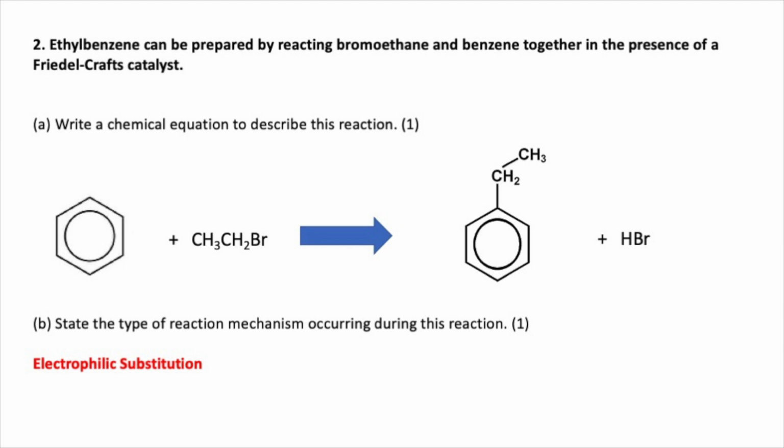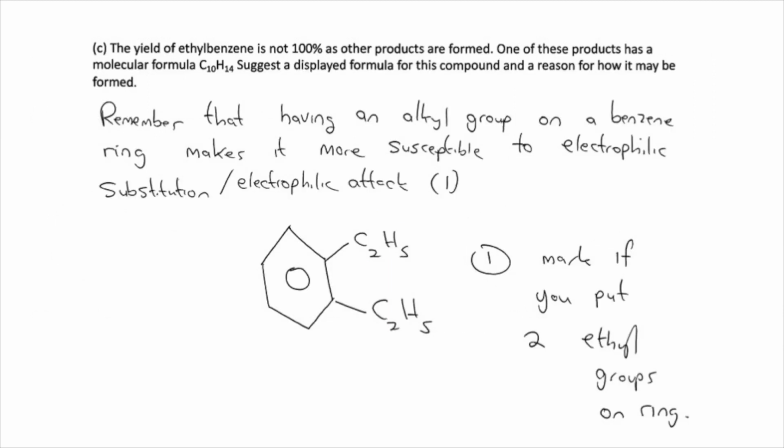So question 2b is asking you to state the type of reaction mechanism occurring during this reaction, and the reaction type is electrophilic substitution. So there's 1 mark for that. Now for question 2c, the question is asking why when you try to prepare ethyl benzene, you get other products. And one of these products has a molecular formula C10H14. And the question is asking you to suggest a displayed formula for this compound and a reason for how it may be formed.